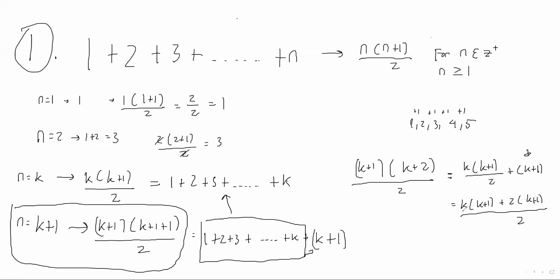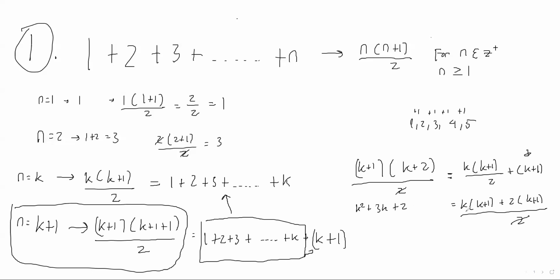Now the left side and right side both have over 2. We can just cross that out, right? So now let's try to do something to prove it here. So what do we do? Well, is there anything that we can do about this? Just expand the bracket, okay? So what do we have here? We end up with k squared plus k times 2 is 2k, and 1 times k is k, so we get 3k and plus 2.